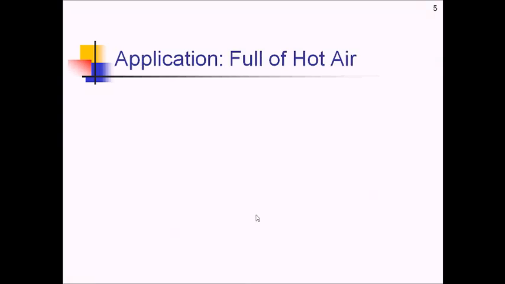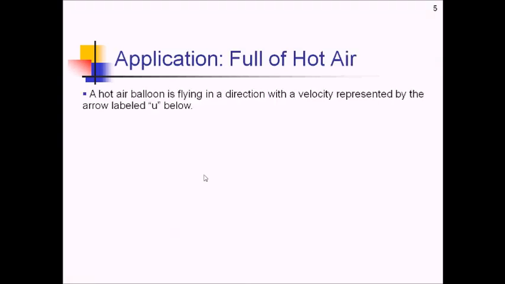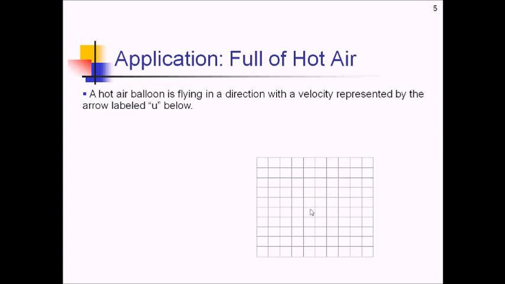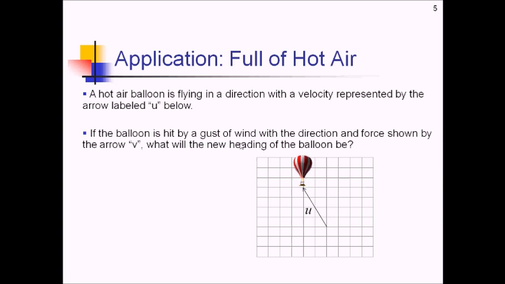Our next problem is going to have a little bit of a backstory. Let's say that a hot air balloon is flying in a direction with a velocity directed by the arrow labeled u below. So here's our hot air balloon. There's the vector representing its direction, and its velocity, and its speed. Now let's say that a gust of wind hits the balloon with the direction and the force shown by the arrow v. So here's our gust of wind, here's our v vector. What will the new heading of the balloon be?